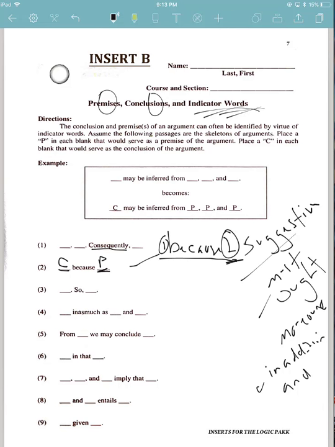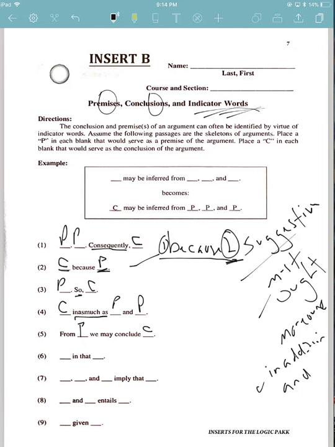When you have consequently, the conclusion is going to be here, which means this is a premise and premise. Whenever you have inasmuch as, that's like a conclusion. So you have conclusion inasmuch as premise and premise. You have from premise, we may conclude this.